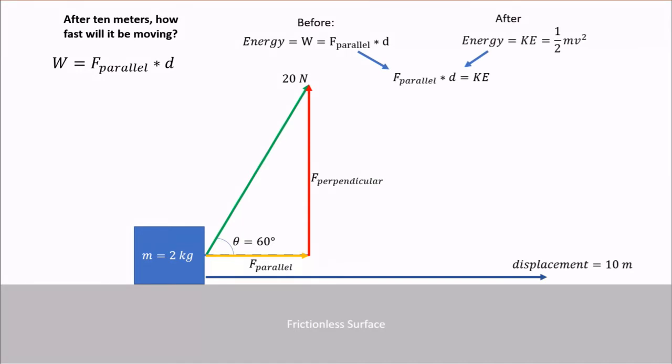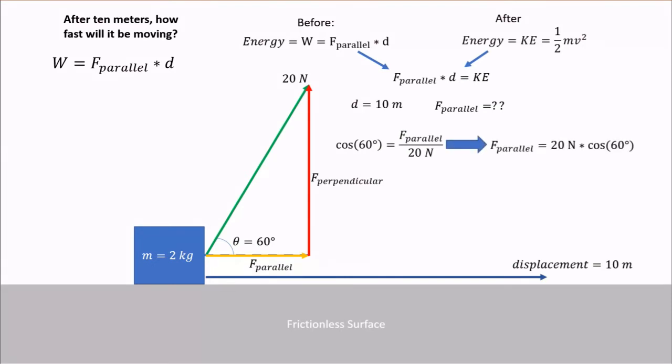So let's work on the left side of the equation first. What is the work done by my pulling? Well, the distance is definitely 10 meters. But what is the parallel pulling force? We'll have to do a bit of trig here. If we use the cosine relationship, we see that cosine of 60 degrees will equal the parallel force component divided by the magnitude of my pulling force. Solving for the parallel force, we have the magnitude times cosine 60. Cosine of 60 is 1/2, so you'll find that the parallel component is 10 newtons.